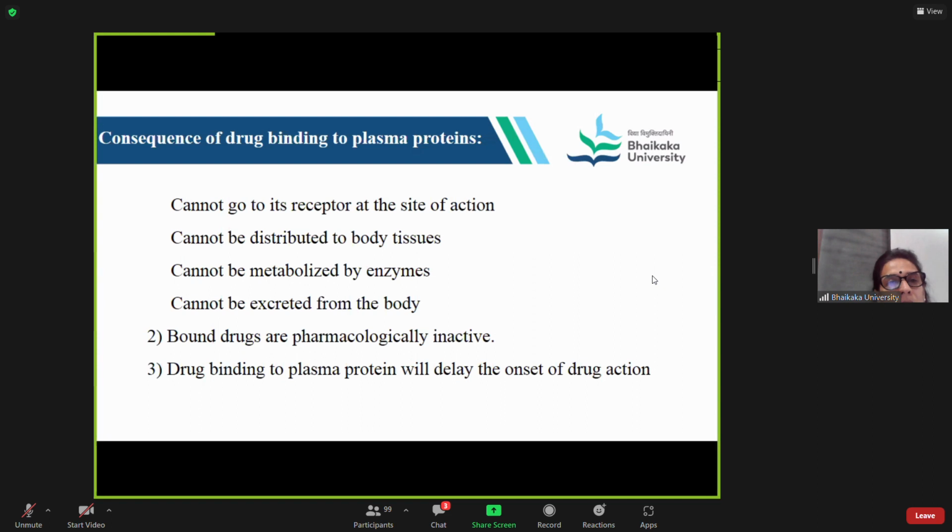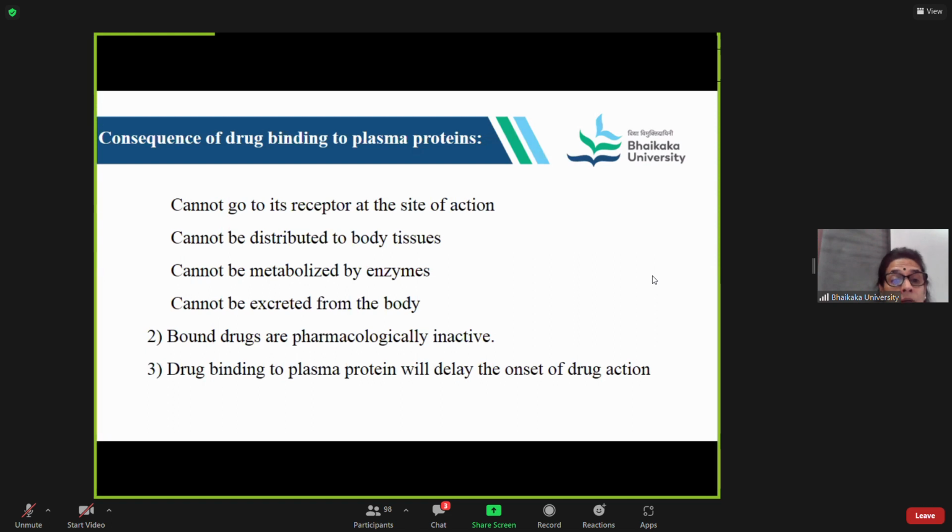As long as the drug remains bound, that drug is not going to give its action. That drug has to become free from the protein site, then only it will give action. So bound drugs are pharmacologically inactive. It is also obvious.